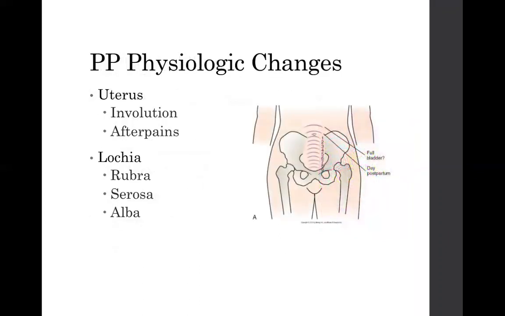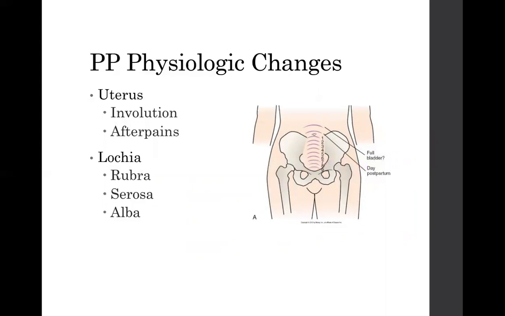So what are the main physiological changes that occur? What we're looking at primarily is the uterine changes. That's what we are most able to physically assess, and it's going to be what potentially causes our most relevant problems. So what is involution?